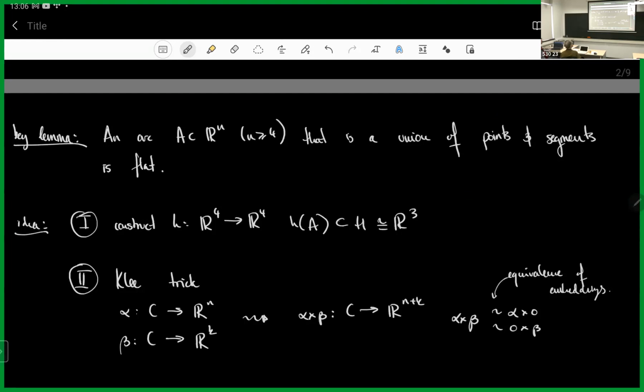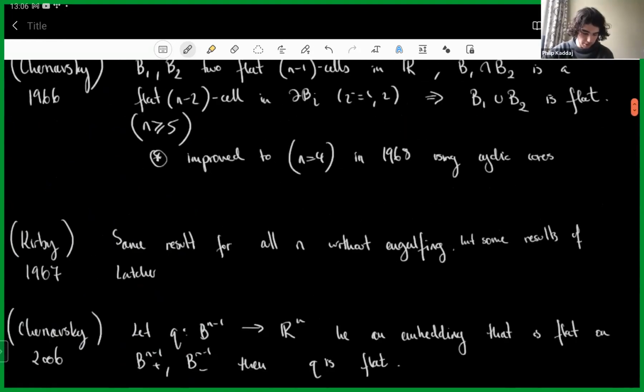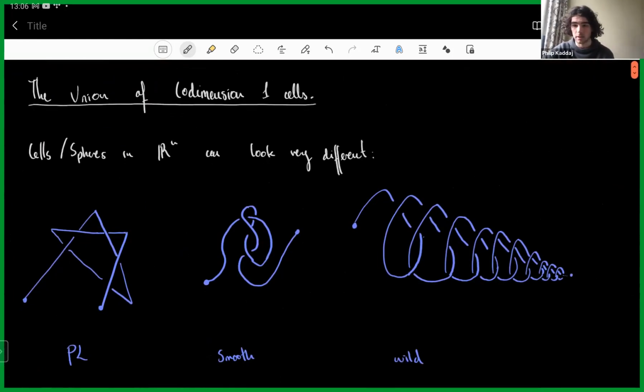But excuse me, in R3 this is false, right? Yes. For example, this is a counterexample.